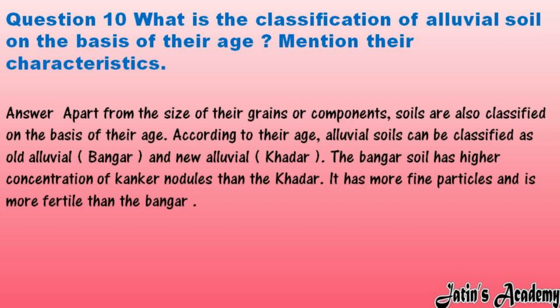Question 10. What is the classification of alluvial soil on the basis of their age? Mention their characteristics. Answer. Apart from the size of their grains or components, soils are also classified on the basis of their age. According to their age, alluvial soils can be classified as old alluvial, Bangar, and new alluvial, Khadar. The Bangar soil has a higher concentration of kankar nodules than the Khadar. Khadar has more fine particles and is more fertile than the Bangar.